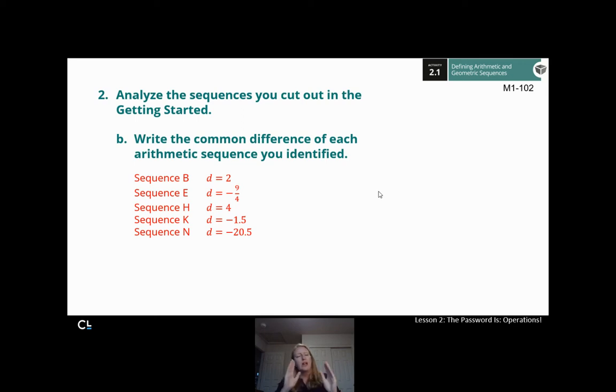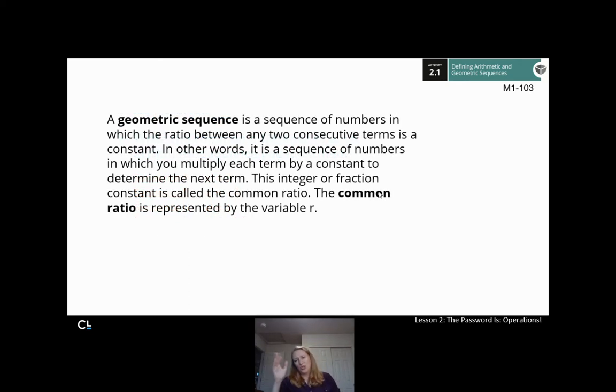Makes sense. So hopefully you're feeling pretty good about what an arithmetic sequence is. It's when you have that common difference, when you're constantly adding the same number over and over again, or subtracting the same number over and over again. Positive if you're adding, negative if you're subtracting. So let's move on to our next set of bolded words.